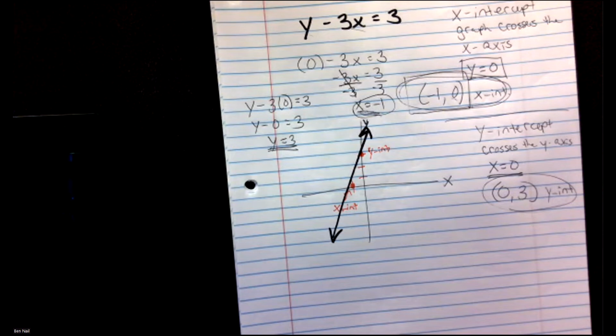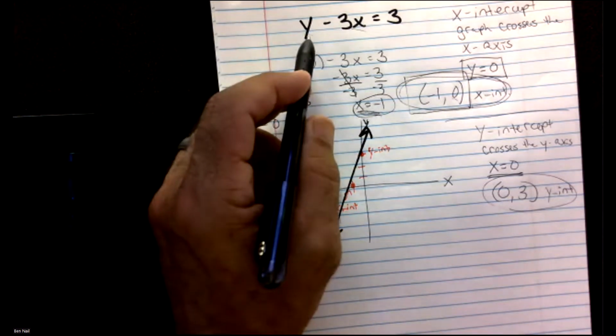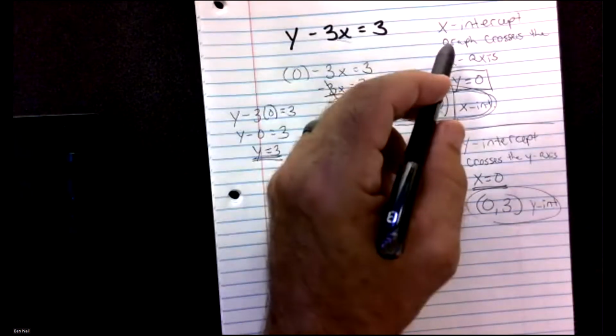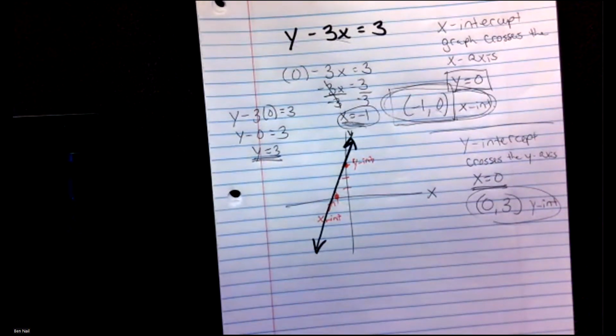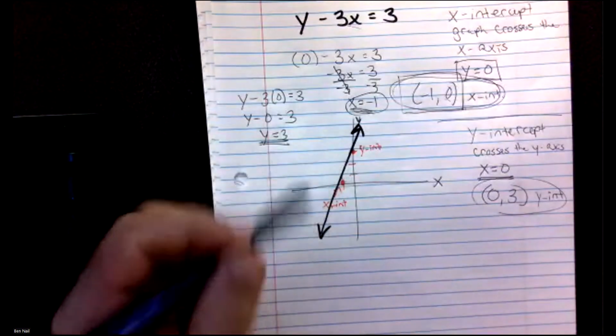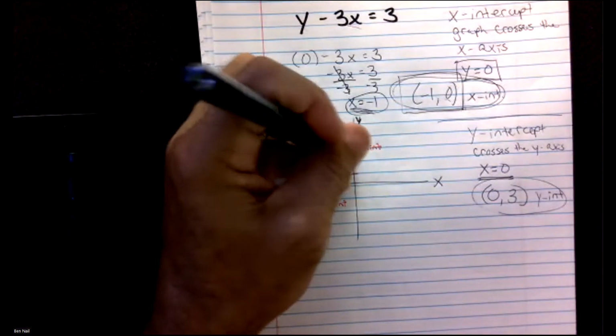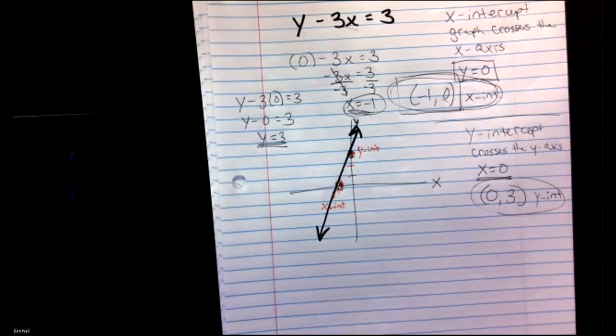So that's a couple of things they may do. When they give you an equation, they may just ask, hey, what's your x-intercept? Or, hey, what's your y-intercept? Or they may ask you both and then ask you to graph it. You can just plot those 2 points, connect the dots. That is a great way to graph.